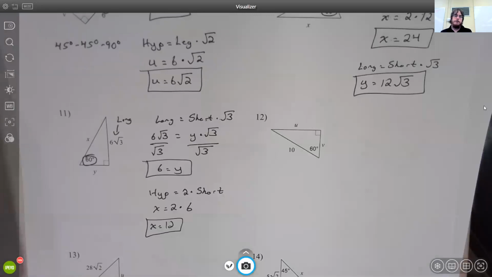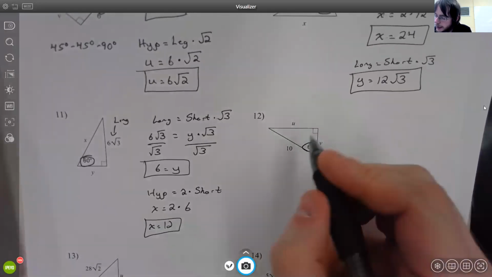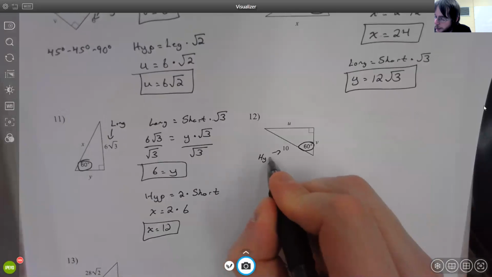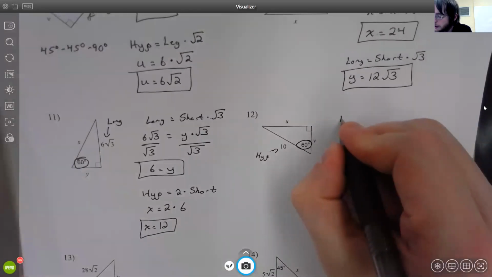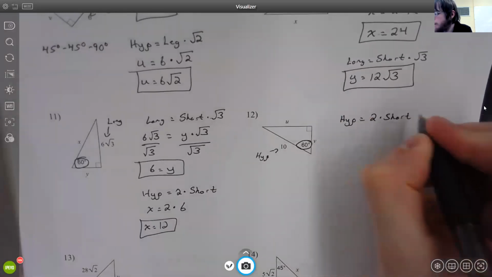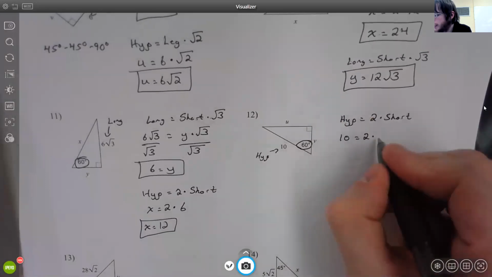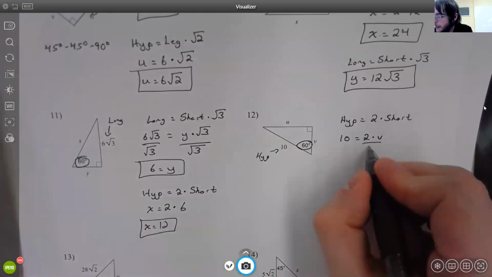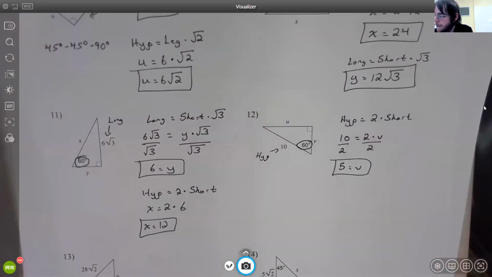Number 12, you're dealing with a 30, 60, 90 triangle. And in this case, you're given the hypotenuse. So you need to use that to find your short leg first. So your hypotenuse is equal to 2 times the short leg. Your hypotenuse is 10, and your short leg is v. Divide both sides by 2, and you get that v is equal to 5.